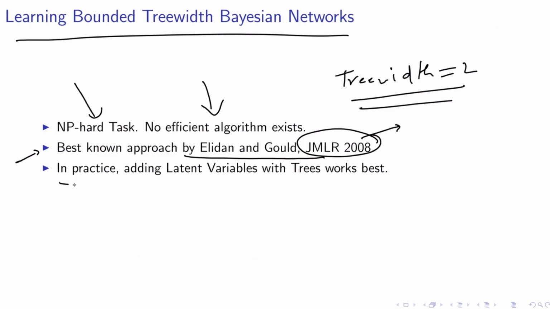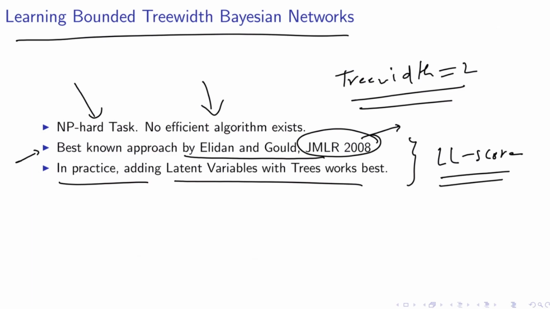However, in practice, and we have extensively experimented with this, adding latent variables and using these so-called Chow-Liu trees works much better than learning bounded treewidth Bayesian networks in many cases. So on many data sets, mixtures of trees will dominate the Elidan and Gould algorithm in terms of log likelihood score.